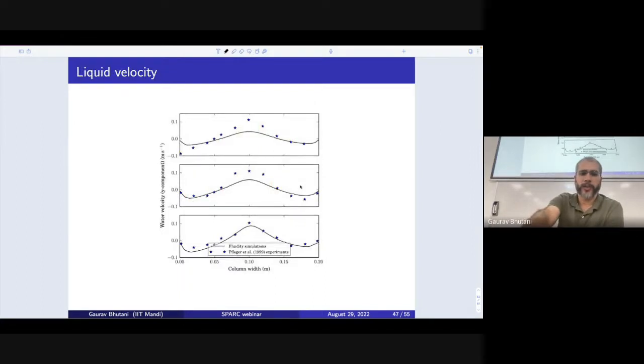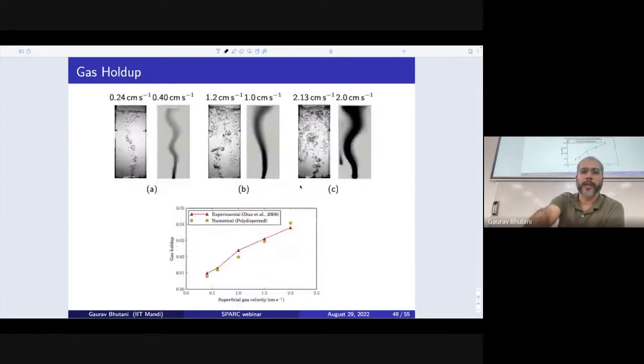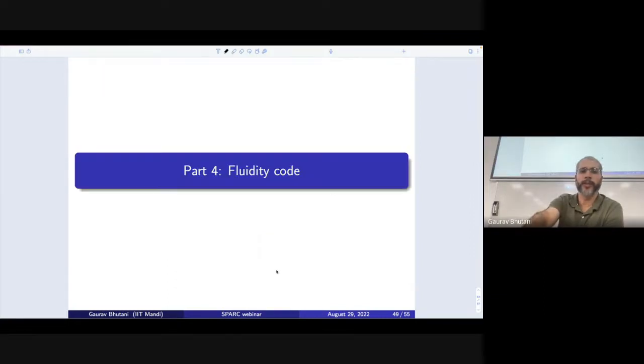This is a comparison of liquid velocities that we predict versus some experiments. Experimental data was available. We can see there's a decent match. Here we see gas holdup, which is again gas volume fraction. So we see a very nice fit with experiments here for these polydisperse flow simulations. So this was a brief introduction to the solutions. We'll talk more about it in later sessions.